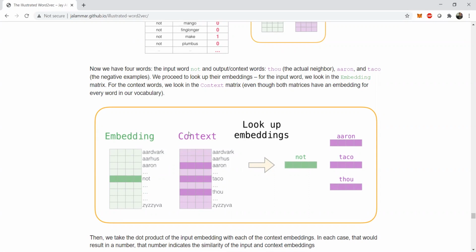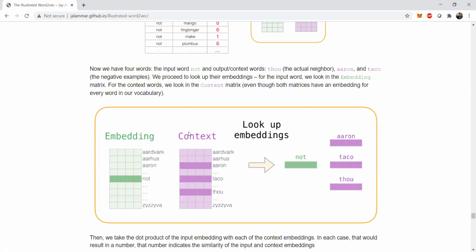is the next word. So as mentioned, let's say we have four words, right? The input word is not, and the output contextual words are thou, Aaron, and taco, where Aaron and taco are the negative samples that we saw. Now we proceed to look up their embeddings, that is the embedding table, right? For the input word, we look in the embedding matrix. For the context words, we look in the context matrix, right? Even though both the matrices have an embedding for every word in the vocabulary, they are effectively the same.